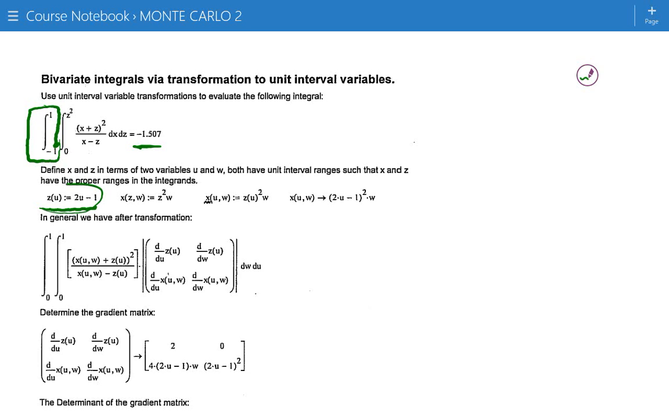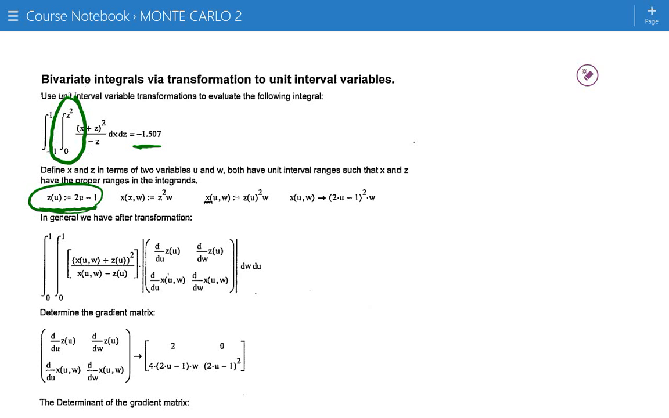When u is 0, z is negative 1. When u is 1, z is 1. And any point between there will give you a point between negative 1 and 1. So that's successful. Now the second one might seem a little more complicated. And I guess in a way it is.